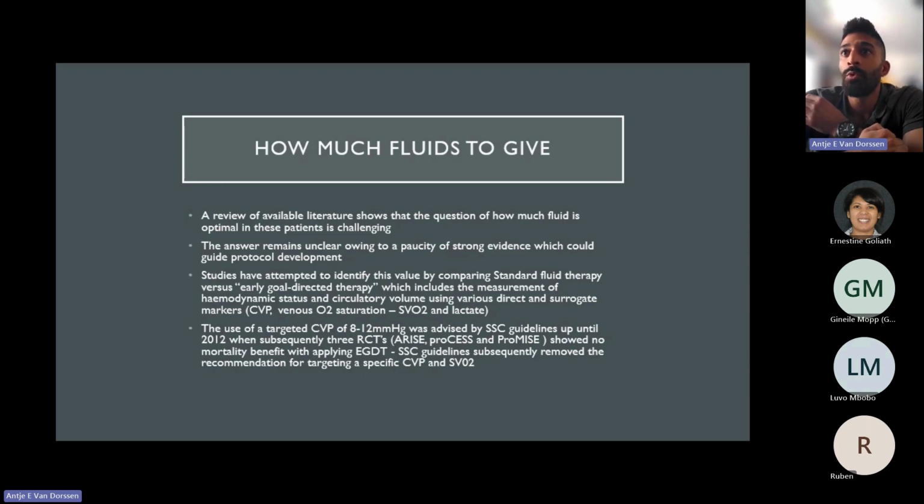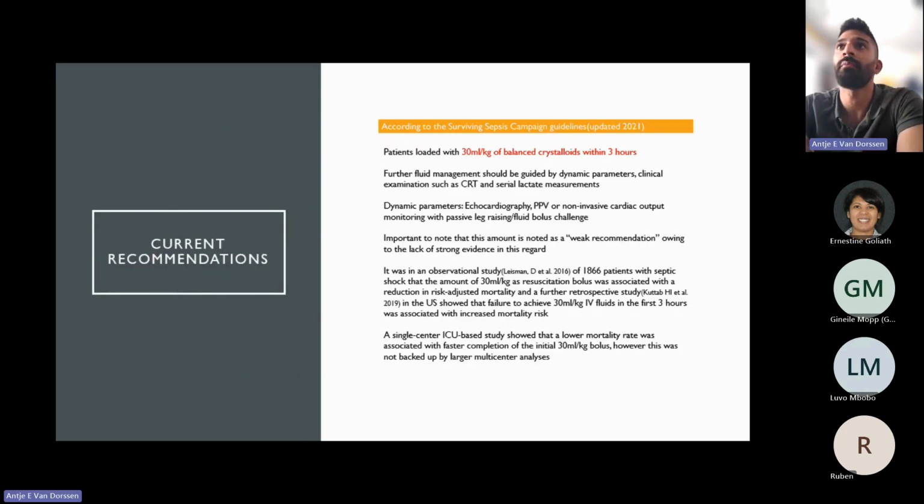So they've subsequently removed these recommendations from the Surviving Sepsis guidelines, and they don't actually advise a specific target CVP and venous oxygen saturation levels. So the current recommendations from the Surviving Sepsis Campaign, again, these are relatively recent recommendations from 2021. So they recommend that patients are loaded with 30 mL per kilogram of balanced crystalloids within 3 hours.